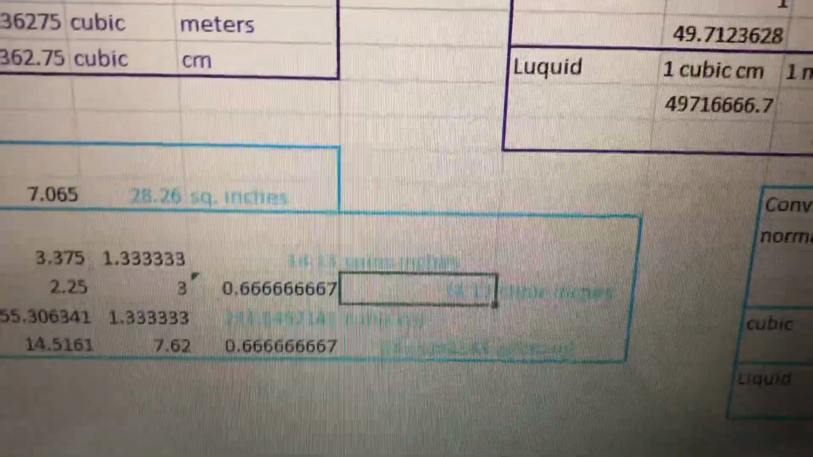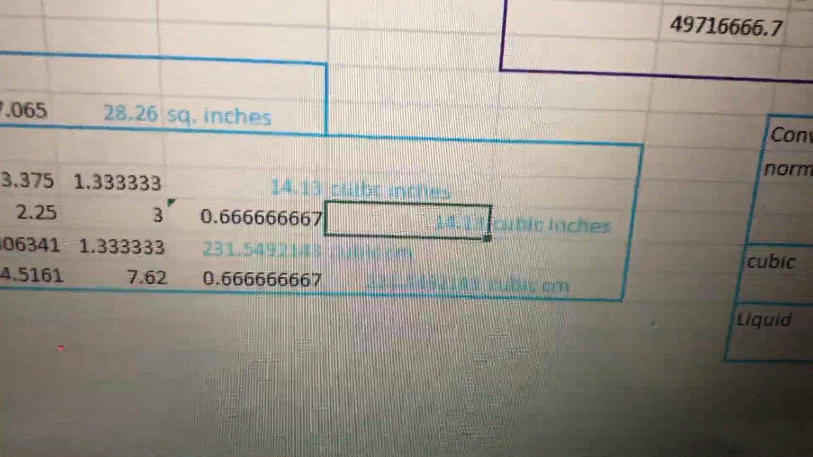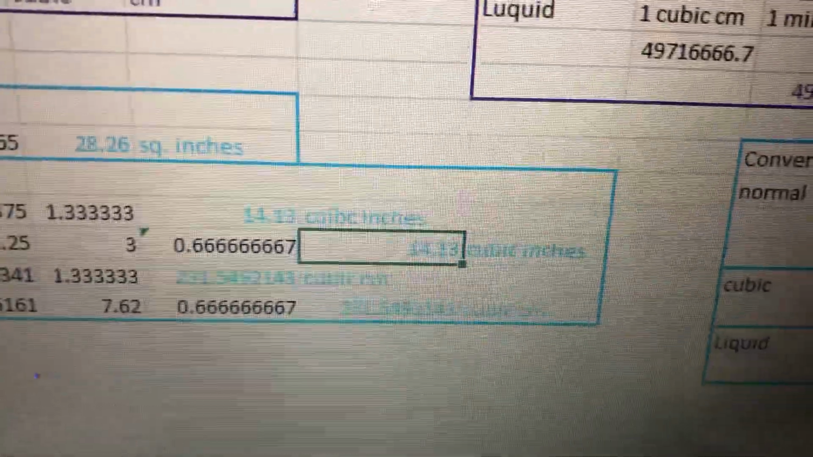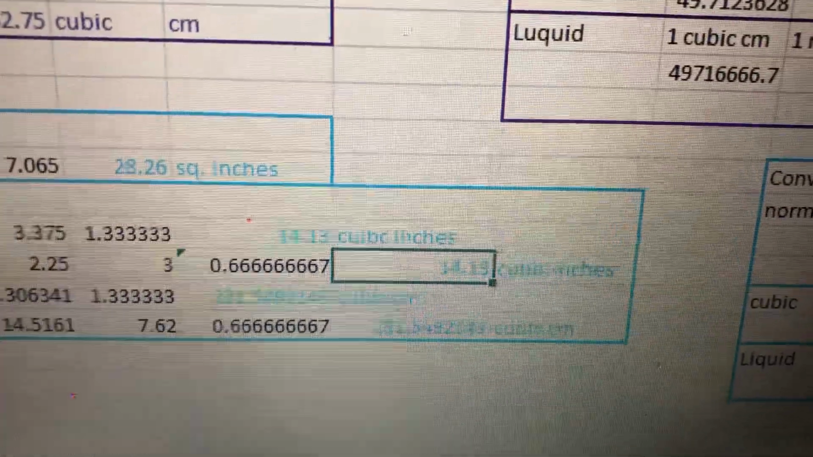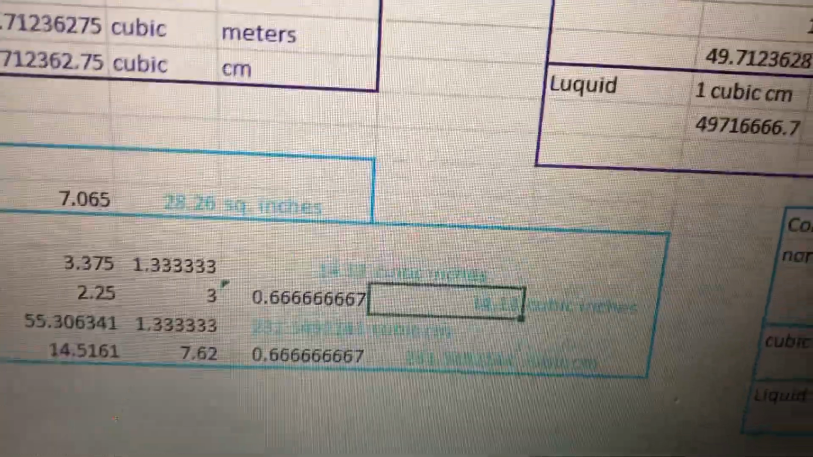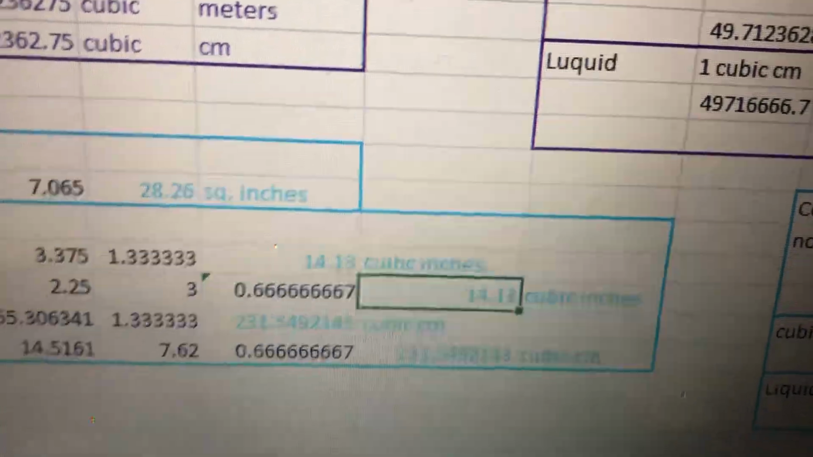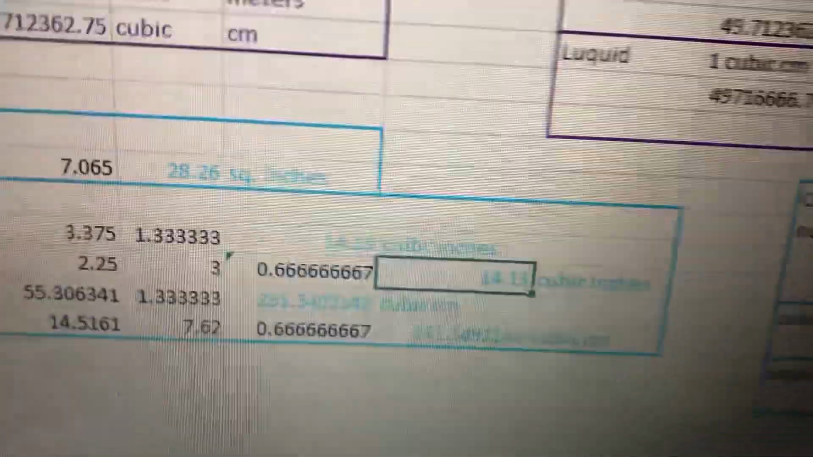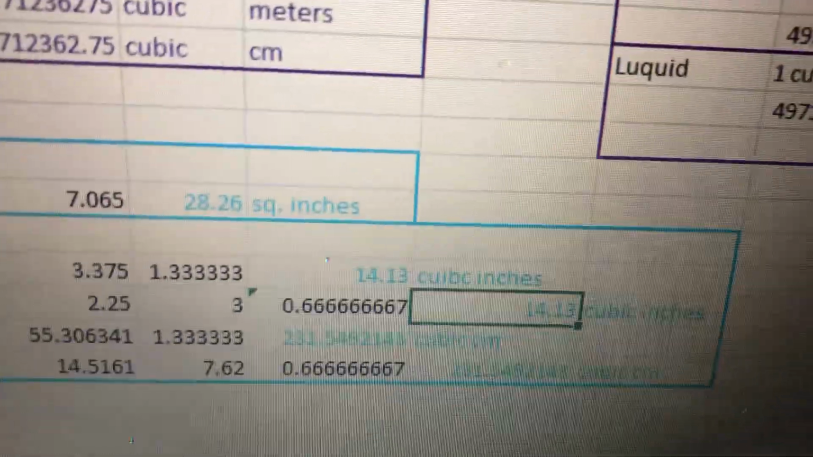Kasi if you're asked to convert that into liquid units, ganito yung formula mo. So, you need to convert that to liquid units. So, dito ko yung tinutukoy ko. So, yung 14.13 cubic inches, you need to convert that to cubic cm. But how? Let's go to the conversion table and find out.